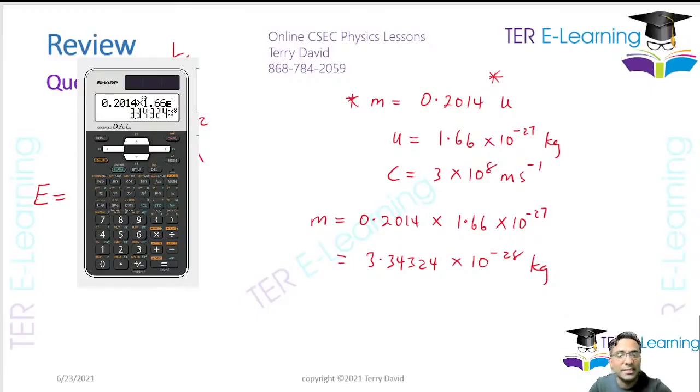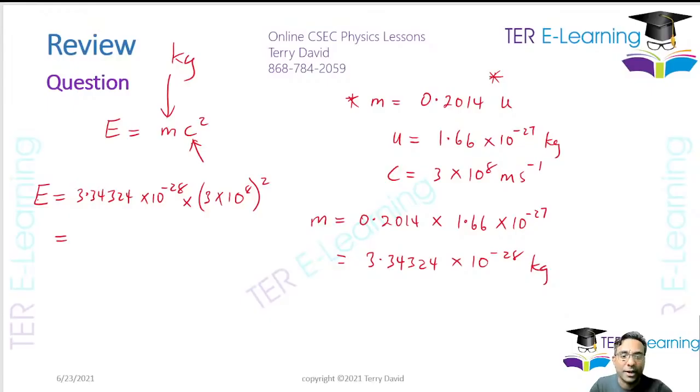So my energy released in this reaction, I'm going to take that number, 3.34324 by 10 to the minus 28, and I'm going to multiply that by, look at what the formula is saying, c squared, the speed of light squared. So it's 3 by 10 to the power 8, but I have to remember to square this. That's the next mistake that students make. They forget to square the speed of light, right? Oh, sorry, I just realized, sorry about that. The calculator was blocking.